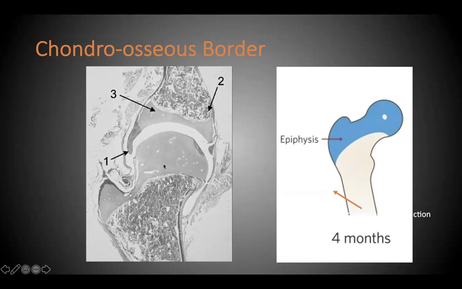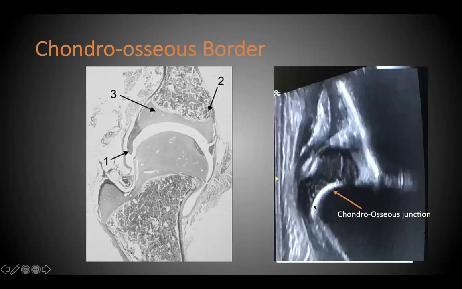The junction between the chondral and the osseous elements of the femur is called the chondro-osseous border, which appears like a curved structure on your ultrasound scan. This is the chondro-osseous border. You can see the similarity here. This is the head of the femur, this is the ossification of the greater trochanter, and this is the chondro-osseous border, meaning the junction between the cartilage and the bony aspect of the femur.